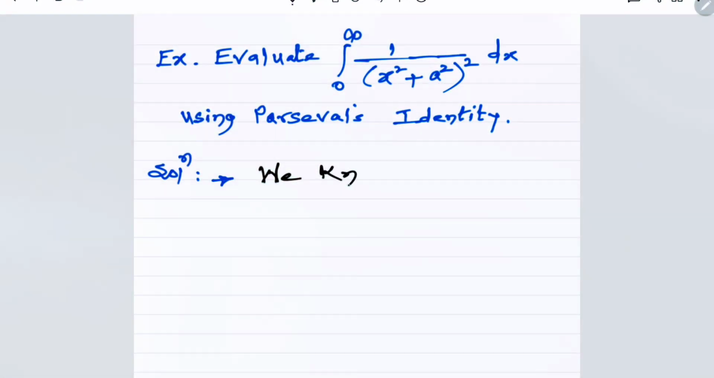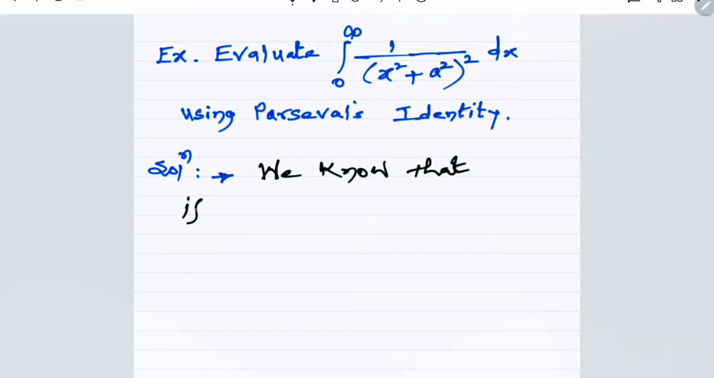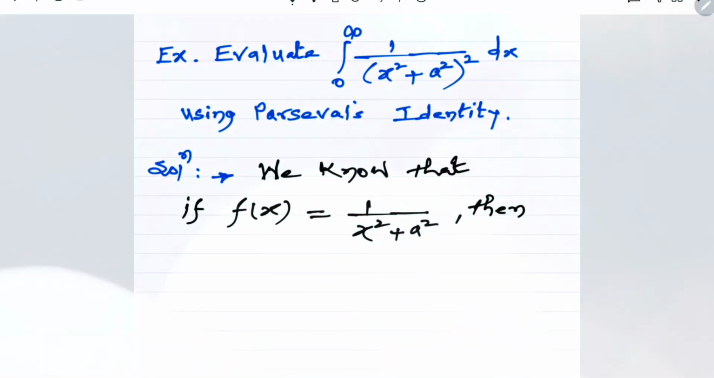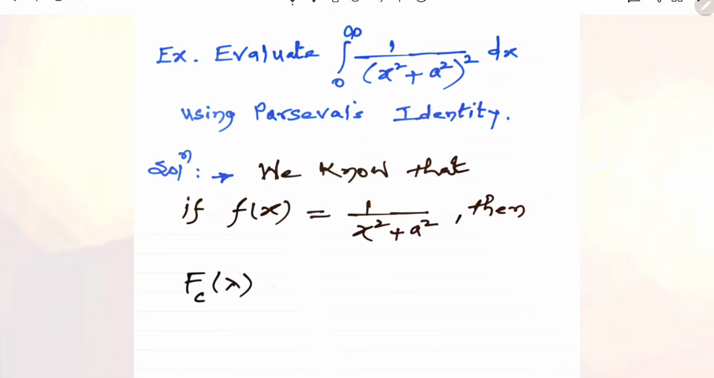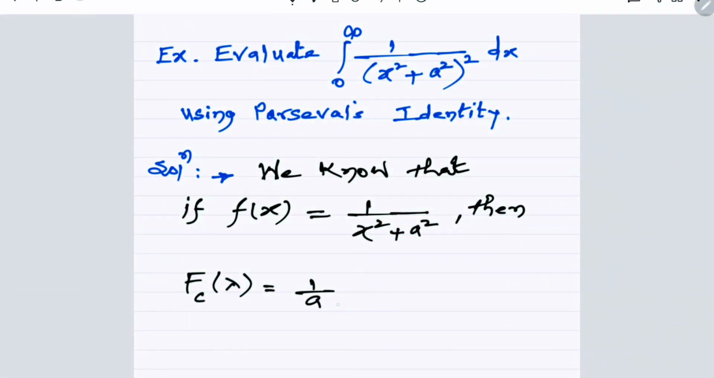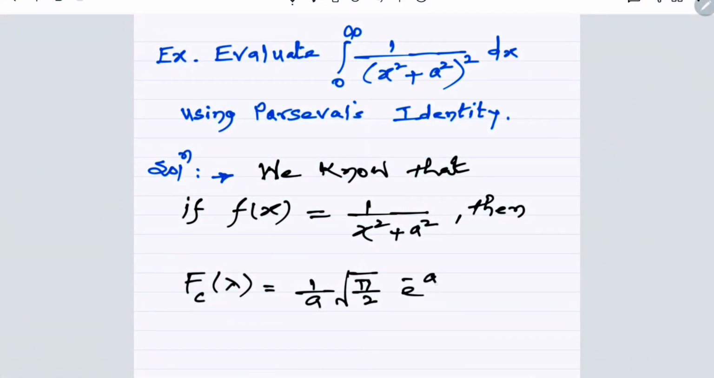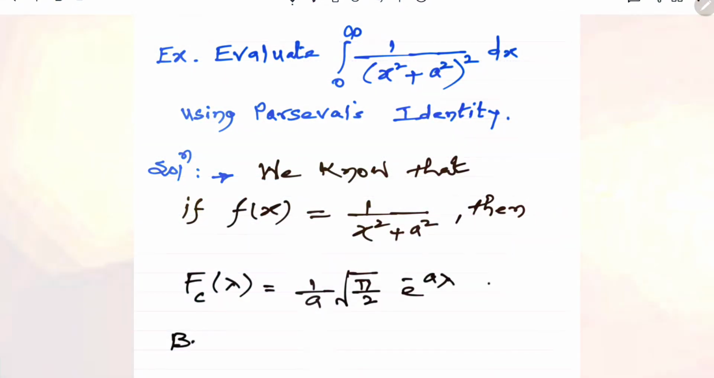We know that if f of x is equal to 1 upon x square plus a square, then the Fourier cosine transform, as I have discussed in my last video, please watch it, is given by 1 by a square root of pi by 2 into e raised to minus a lambda. Link I will provide in the description box.